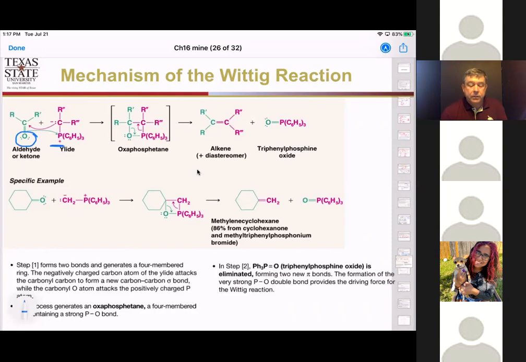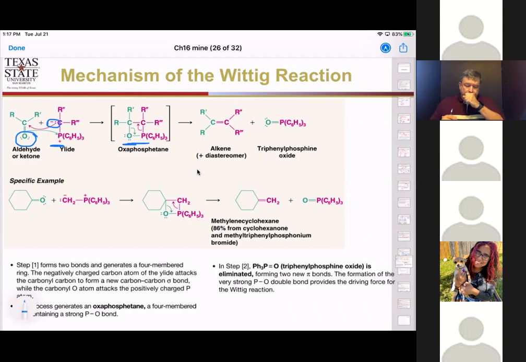So what's going to happen is that negative charge that forms on oxygen is going to form a new sigma bond between the oxygen and the phosphorus, and the electrons from the ylide, from the carbon, are going to form a new sigma bond with the carbonyl carbon. Okay, so it's going to form this ring structure, and we call that an oxaphosphatane, because it's got 4 members in a ring: 2 carbons, an oxygen, and a phosphorus.